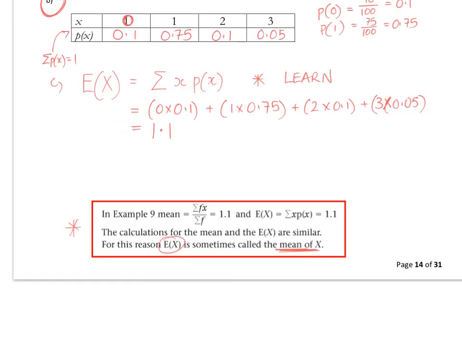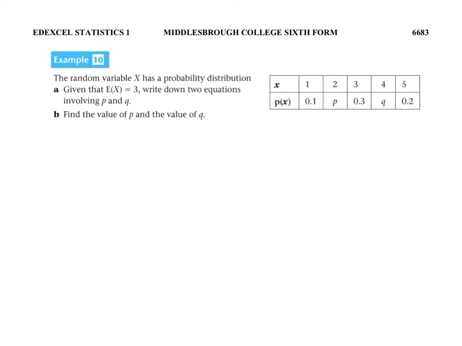Right, let's try an example of this then. We have the random variable x has a probability distribution given in the table here. Given that E of x is equal to 3, write down two equations involving P and Q. Now what we've got to think about is two things that we know that we can work out. What do all the probabilities add up to?